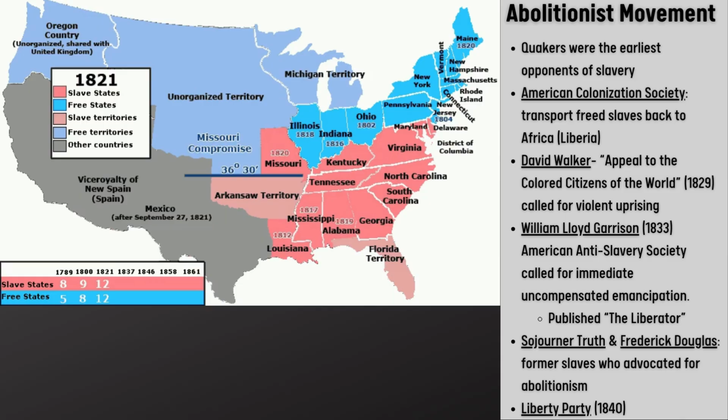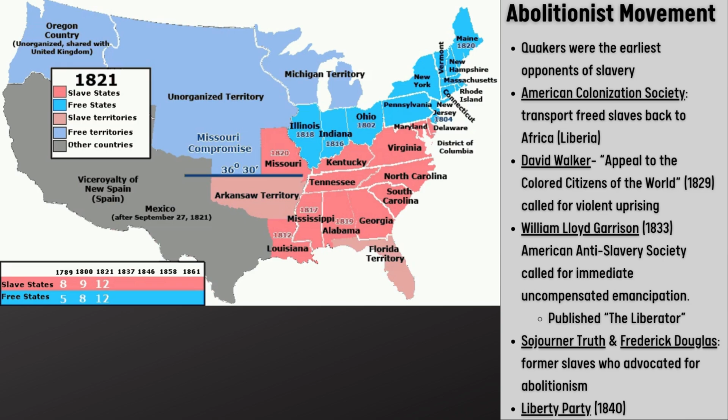The abolitionist movement. The Quakers were pioneers in opposing slavery. Their early stance set the stage for a broader movement against this inhumane practice. The American Colonization Society, although controversial, aimed to transport freed slaves back to Africa, establishing Liberia. This was one of the complex solutions proposed during this era.